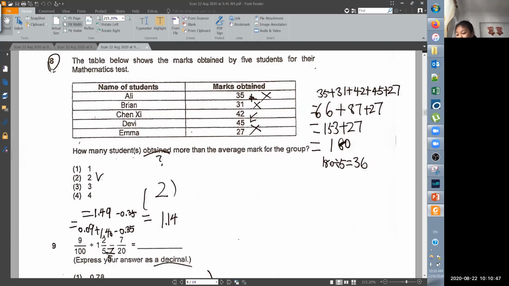So what's wrong with 8? Is there anything wrong with 8? 要我自己圈的。哦，你自己圈的。So nothing wrong, right? Okay, good. Let's move on.